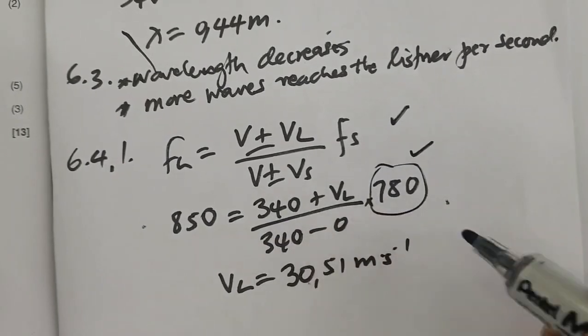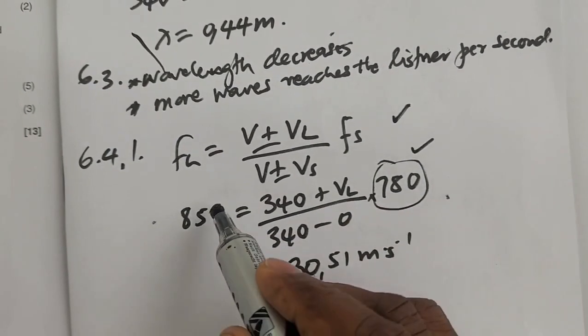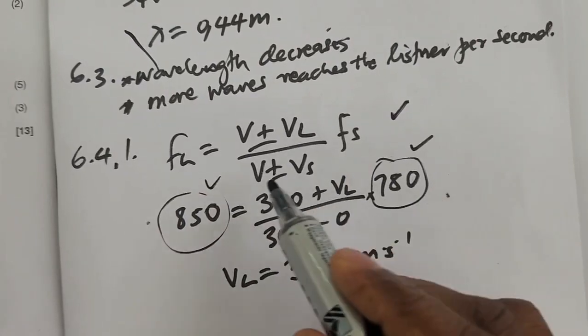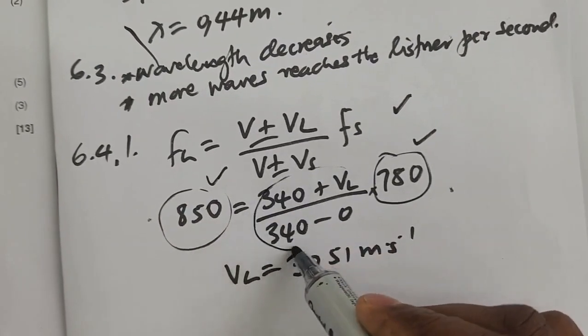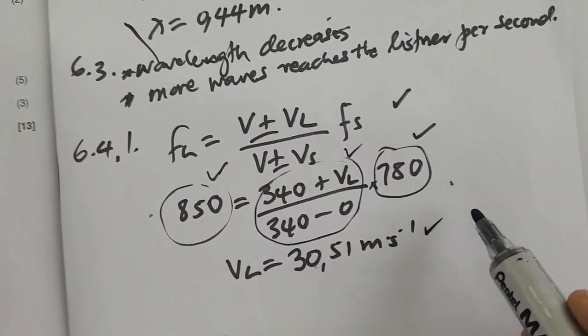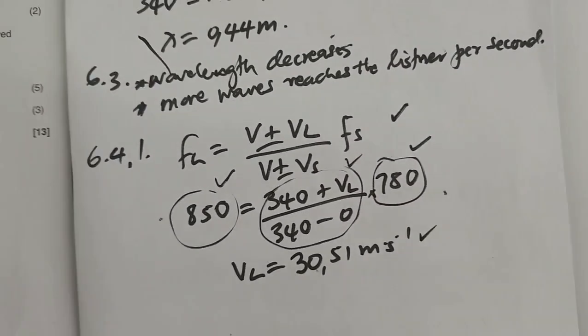Remember, why this is 5 marks: the whole formula with substitution below will be 1 mark, 1 mark for substitution of 780, 1 mark for substitution of 850, 1 mark for the whole fraction here, and then 1 mark for the answer. That's how the 5 marks is allocated.